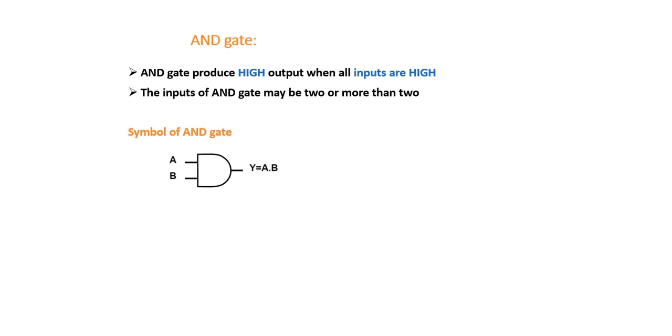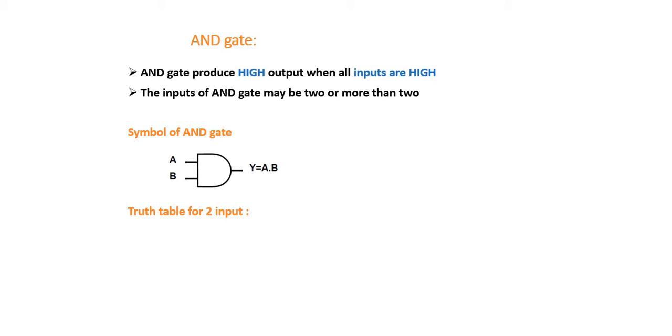This is the symbol of the AND gate. Here A and B represent the inputs and Y represents the output. As you can see, Y is equal to A dot B, and this dot represents the AND operation. And the AND operation means Boolean multiplication. In Boolean algebra, this dot represents Boolean multiplication.